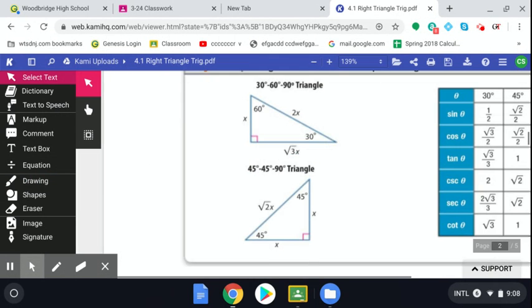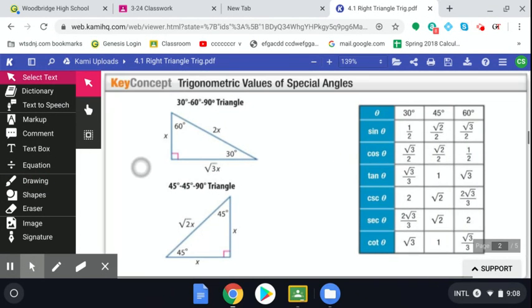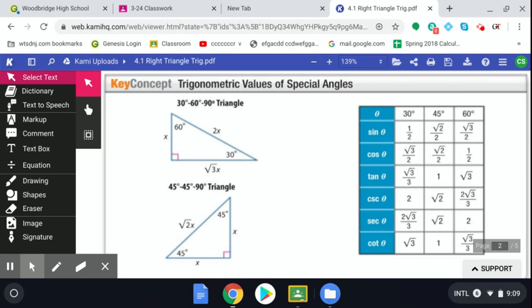Moving on. Okay. This is a very, very, very important concept. This is going to give us the basis for all the trig that is going to follow.